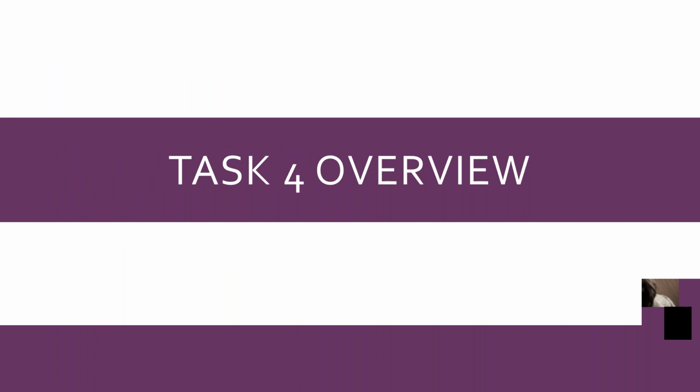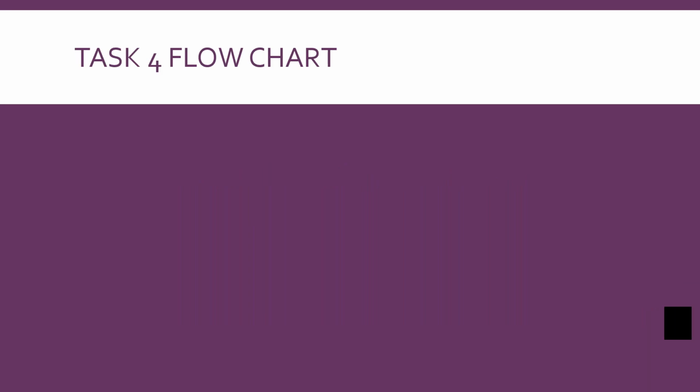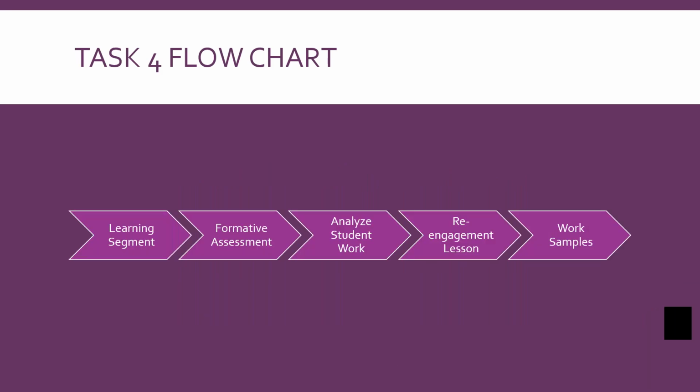Now I'll be giving you an overview of task 4. So this is the task 4 flowchart. This is how it will all fit together. You'll first have the learning segment, those 3 to 5 lessons. They will all be on a central focus, addressing state standards, learning objectives, and they will include instructional strategies to meet the needs of that whole class or group. Within that learning segment, there is also a formative assessment built in, and this is how you will evaluate understanding or thinking through student responses or work.